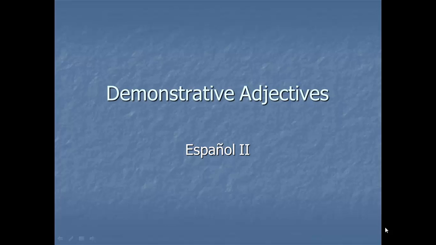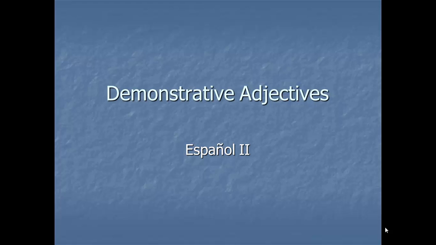Okay guys, we're going to talk about demonstrative adjectives. Demonstrative adjectives in English sound like this, that, these, and those. And we're going to talk about when and how they're used in Spanish. Demonstrative adjectives describe which one you're talking about.